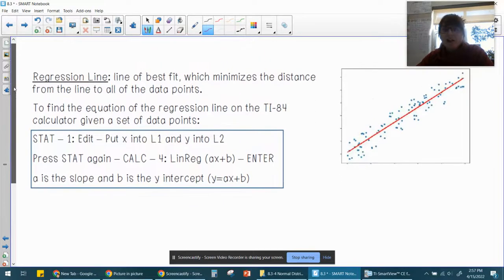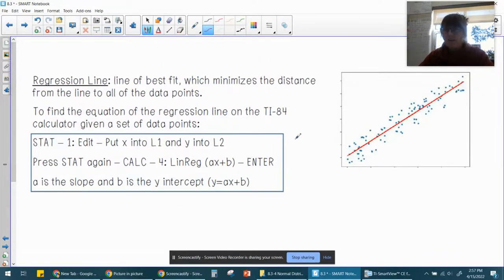So a regression line is the line of best fit, and the point is to minimize the distance to the line from all the data points. So like for this data, my line of best fit wouldn't go up here because all the data points are further away than this red line.